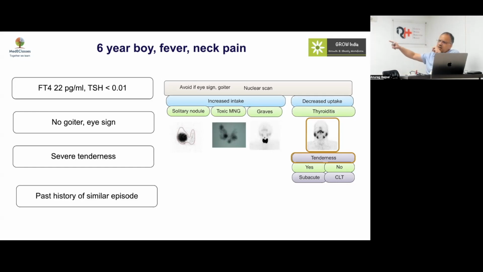Now this case is very interesting because he also gave a past history of recurrent similar illnesses, which makes acute thyroiditis likely. So while I will think subacute also, if there is excessive tenderness and a past history, then this could be acute thyroiditis because of a sinus, a connection between the thyroid gland and the intestinal tract. So you've got multiple recurrent infections happening, the pyriform sinus.